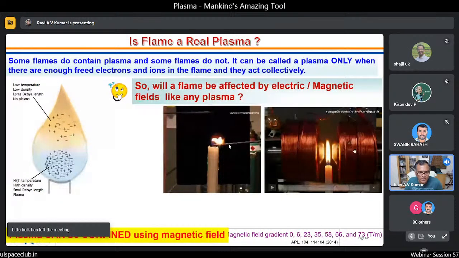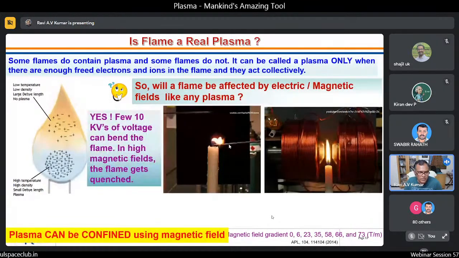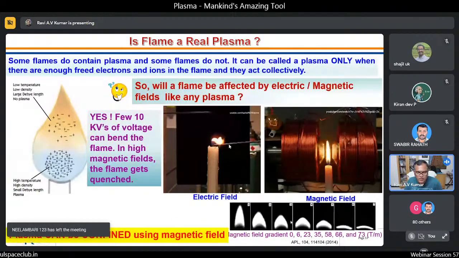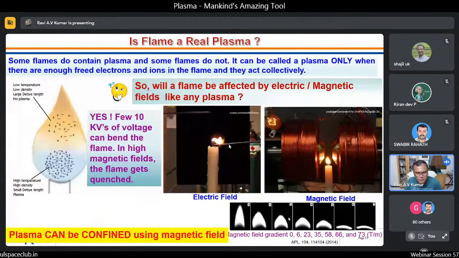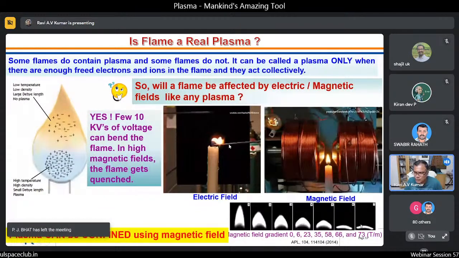Now let us look at magnetic field. There are two massive coils here producing high magnetic field. You have a candle in the middle. Watch this bulb. When this bulb lights up, that means the magnet is on. See that? When the magnet is on, the flame gets compressed. The plasma is confined. This word is important. Remember this word. So plasma can be confined using magnetic field. If you keep increasing the magnetic field, you can see that the flame becomes smaller and smaller and smaller. It's called quenching of the flame.